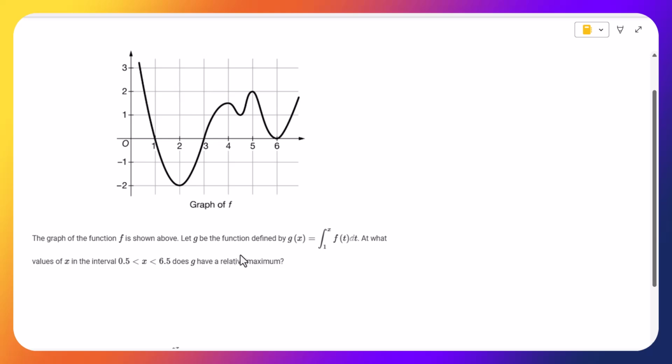So this graph is shown above. Let g be the function defined by g of x equals the integral from 1 to x of f of t dt. I have a big clue that I should be using the fundamental theorem of calculus. If you watch my other videos, you already know what I want to say. You can pause the video now to figure out what exactly is my clue that we are using the second fundamental theorem.